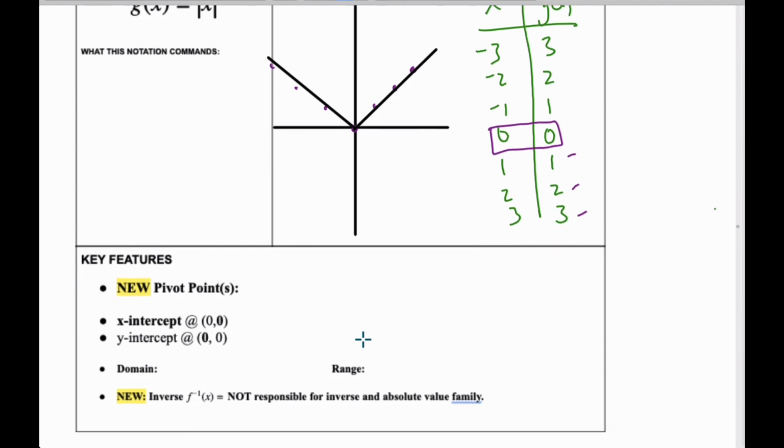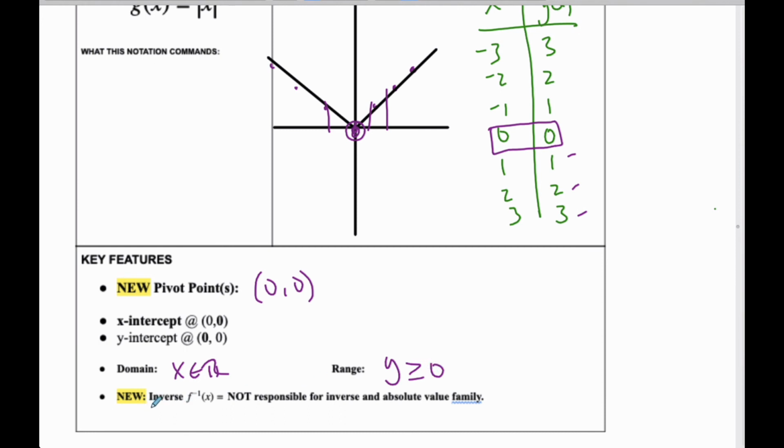It has some new things. The key point is what we call our pivot point. It's like the vertex. This is the pivot point, 0, 0. The x and y intercepts are still 0, 0. The domain, x, can be any number. However, the range is all above the x-axis, so y is greater than or equal to 0.